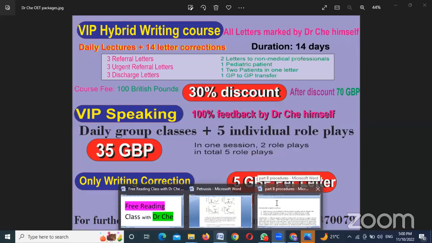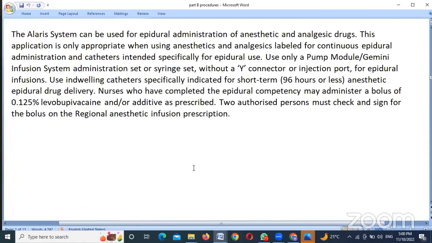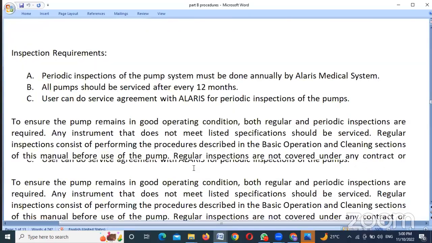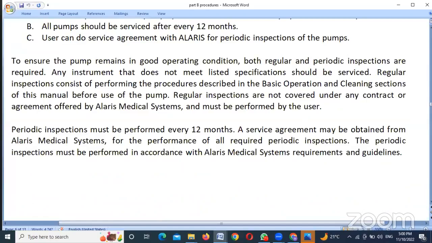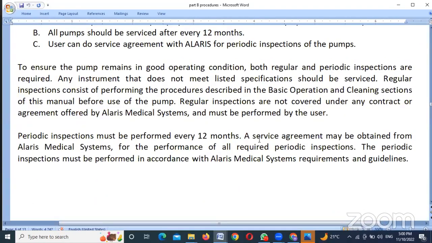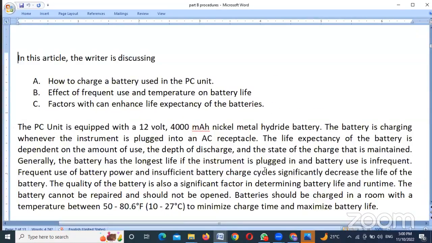So let's do one question now in reading part B, and then we will disappear. So here is your question.